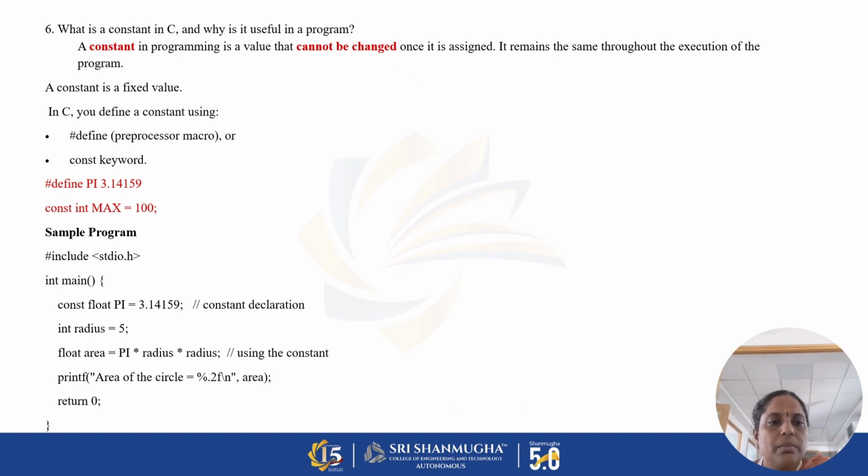Simple program. See, int main, const float pi, the pi value is 3.14, so I have given this. And this program is used to find the area of a circle, pi r square. The value of pi will not be changed, 3.14, and the radius is given as 5, so the output will be displayed.